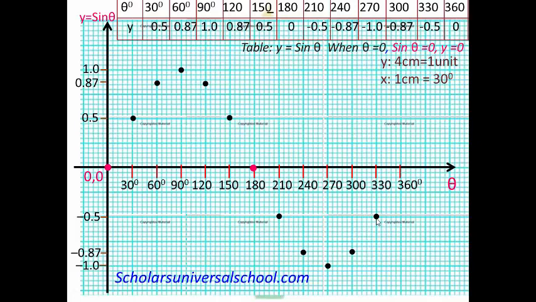So let us now go to 360. At 360, y equals 0. That's when theta equals 360, y equals 0. As usual, this is along the horizontal axis, the theta axis, or what is popularly known as the x-axis. Y is always 0 there. So this is the point where theta is 360 and y equals 0. So let us plot that. We have been able to plot that.